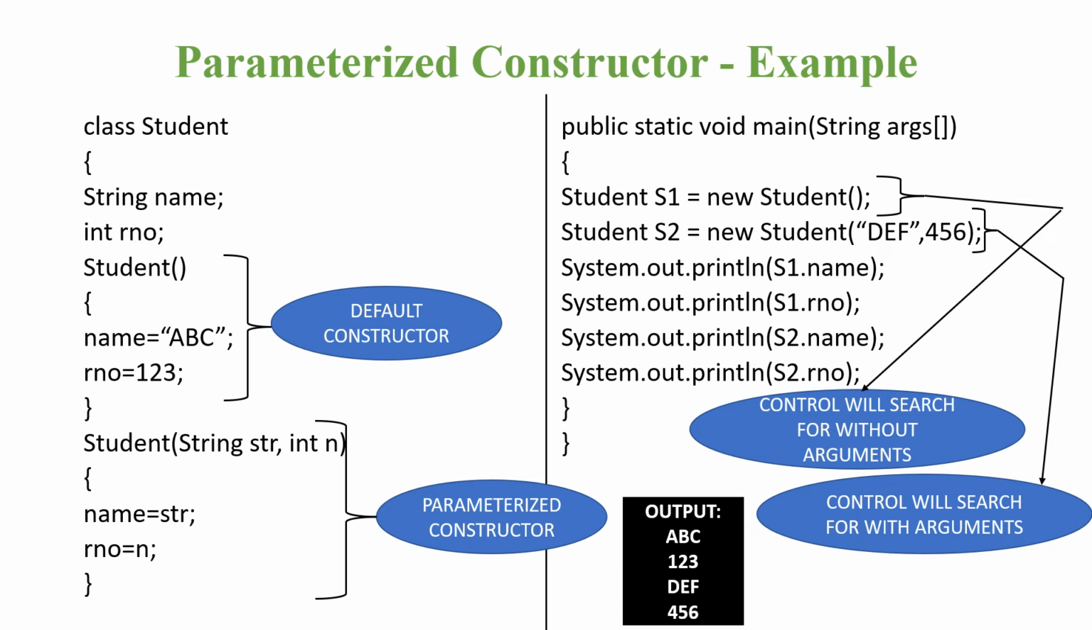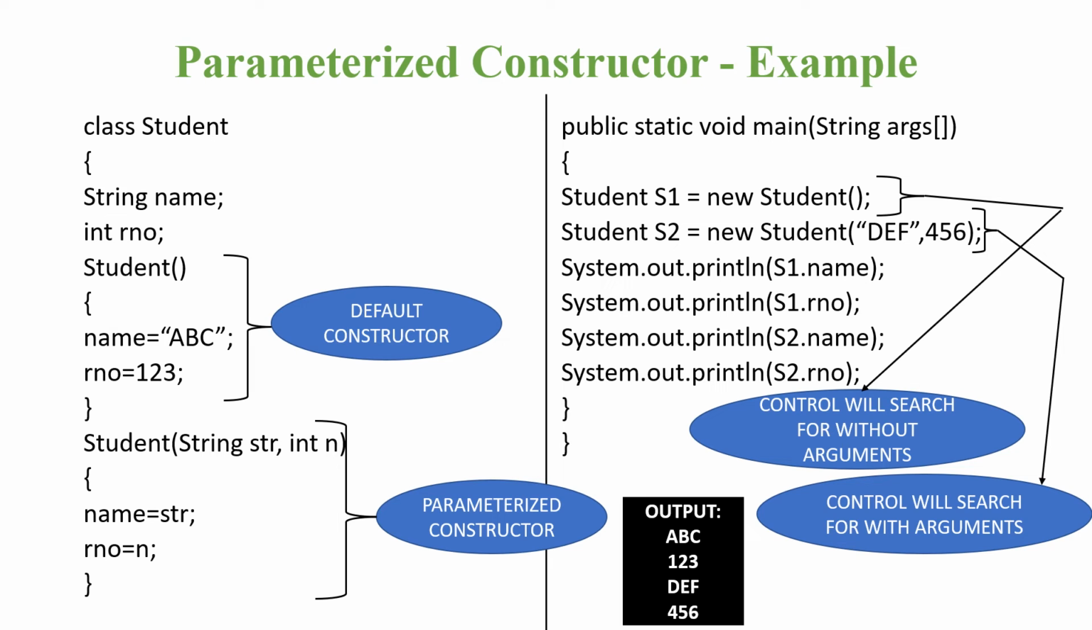Now let us see about the parameterized constructor. First, what is a parameterized constructor? A constructor with parameters is called a parameterized constructor. Now we will see the program. In the program, we will be using both types of constructor, that is default constructor and parameterized constructor, so that you will understand better.